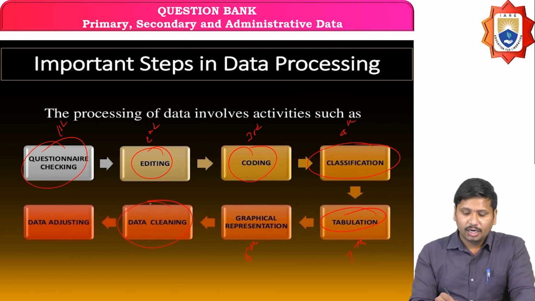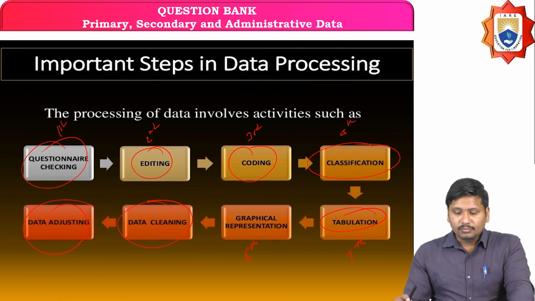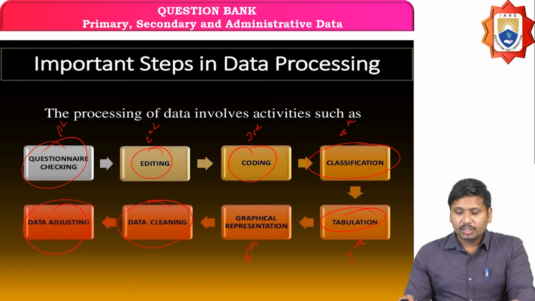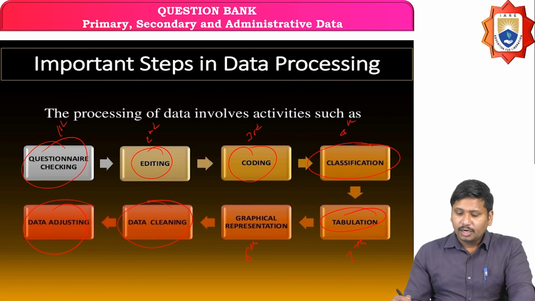and apply data cleaning, and then apply data adjusting. So these are the very important steps in data processing. Data processing means the very first thing is questionnaire checking, then editing, then coding, then classification, data adjusting, data cleaning, data representation, tabulation. So all these are very important steps in the data processing.